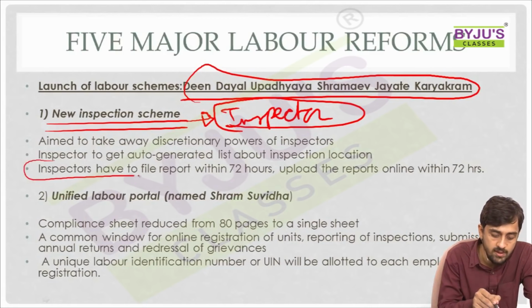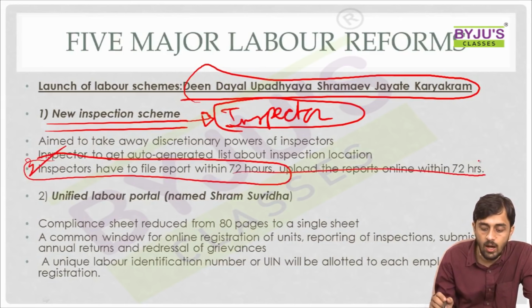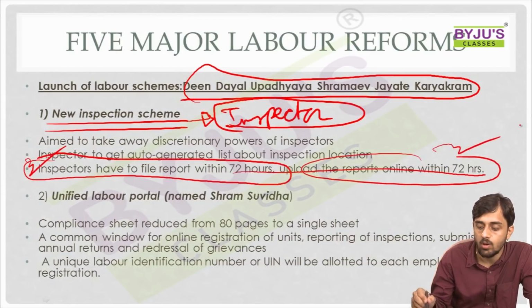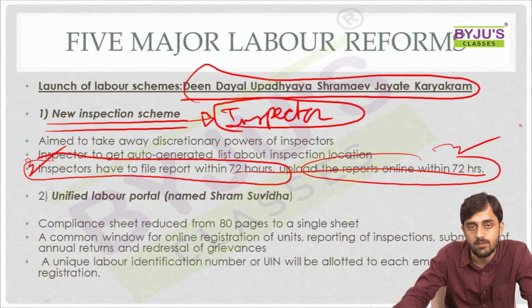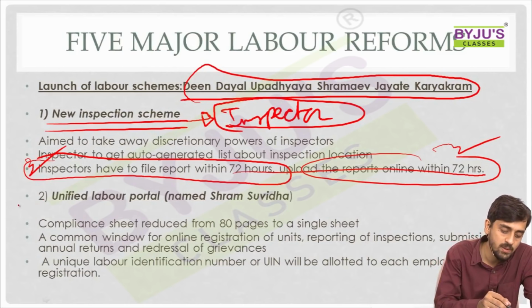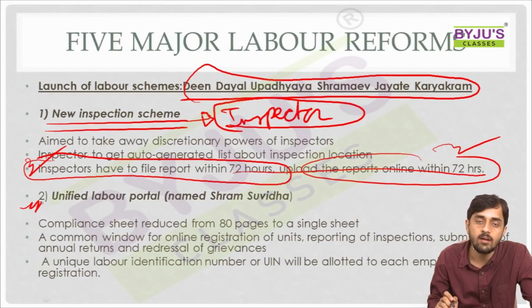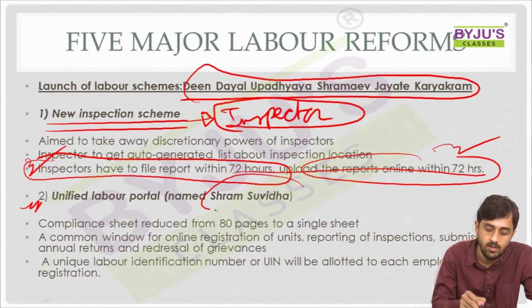And also, once the inspection has been done, the report of the inspection will have to be filed and uploaded online on a portal meant for labor inspections within 72 hours. So there's a time bound process, and it is a randomized process, both of which are geared to reduce the amount of corruption in the labor inspections done by the labor inspectors. So that's a new inspection scheme. That's the first important change. The next important change that has been brought is the coming out of a new unified labor portal, which is also known as Suvidha.